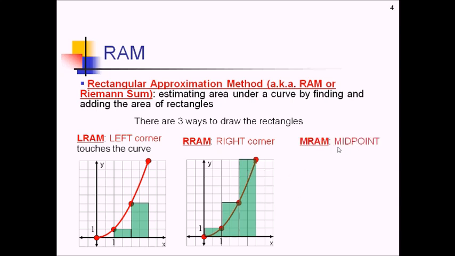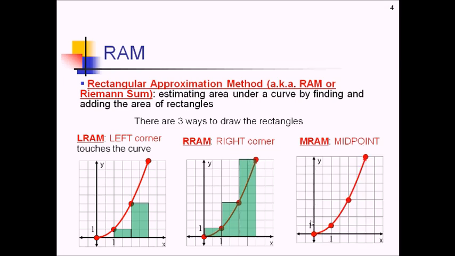MRAM. This is by using the midpoint of the top of the rectangle. So here's our first rectangle. Here's our second one coming up to about there. And our third rectangle will come up to about here. Now this one over-approximates in some places and under-approximates in others. And kind of the hope, I guess, is that the over and the under kind of cancel each other out.